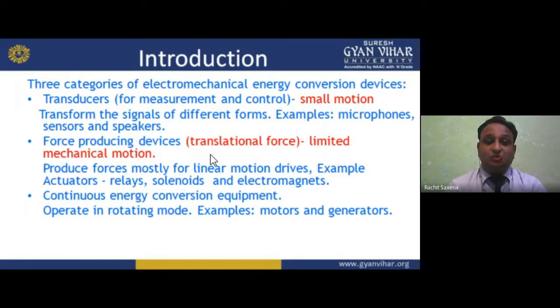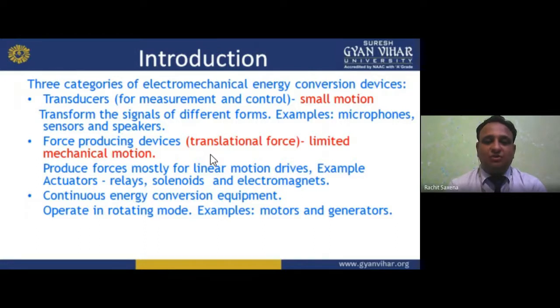First is the transducer. You are going to study the transducer in the coming year, in the third year in the instrumentation subject. A transducer is a device which is used to convert one form of energy into another form. Device, element, component, whatever you call it. Basically we use transducers for measurement and control.